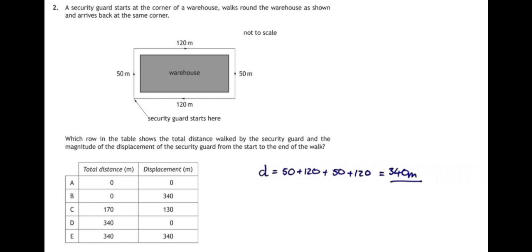The displacement, though, is how far the security guard ends up from where they started. And in this situation, the security guard ends up back where they started. So their final displacement is 0 metres. So that gives us answer D.